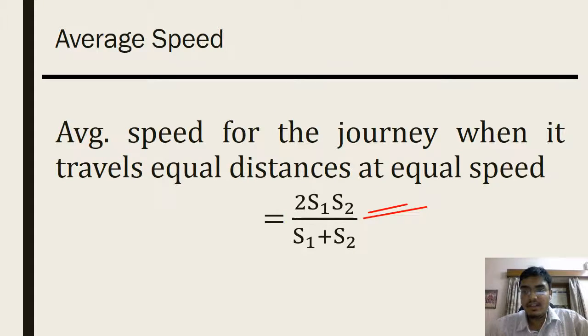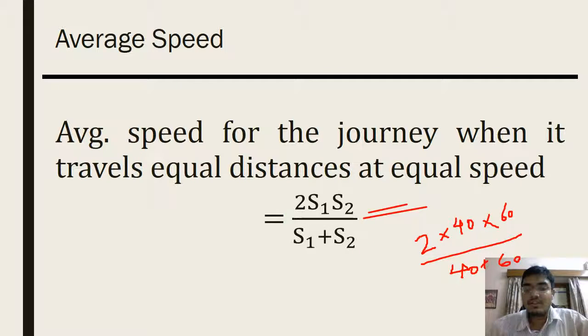Now if we use this concept for our previous question, what we would get is 2 multiplied by 40 into 60 upon 40 plus 60. So it would have been easy to solve this way, right? Because from here we directly get our answer as 48.